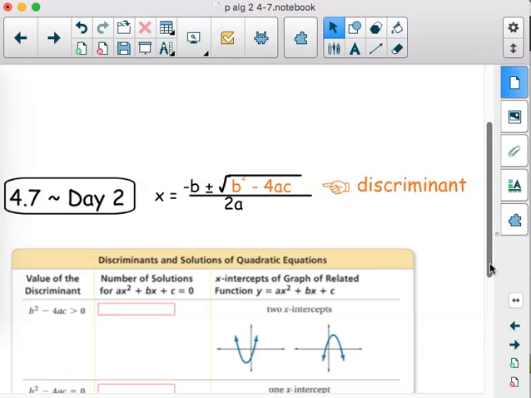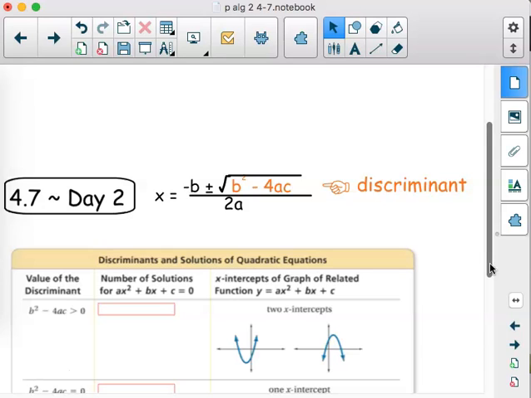Today is all about this portion in the orange up here, b squared minus 4ac. And that's called the discriminant. So, root word of discriminant is discriminate, which we all know is bad. But in math, discriminate doesn't mean the same thing. It means tell the difference between stuff.